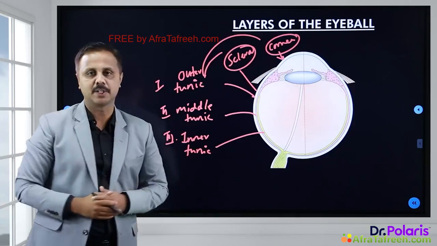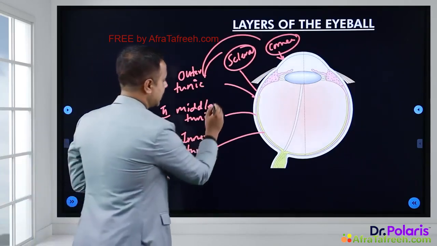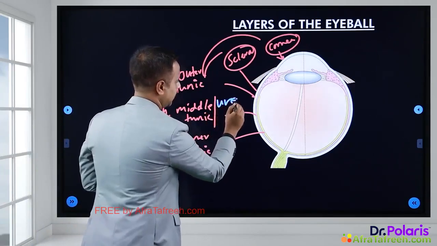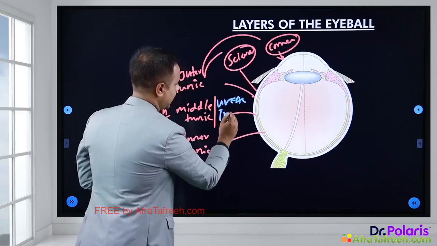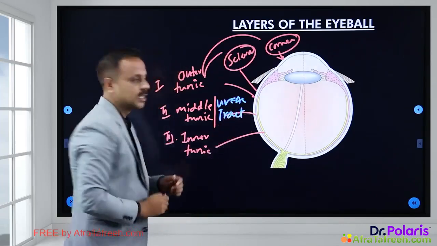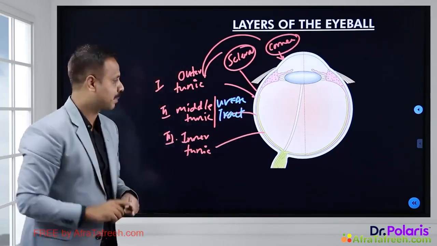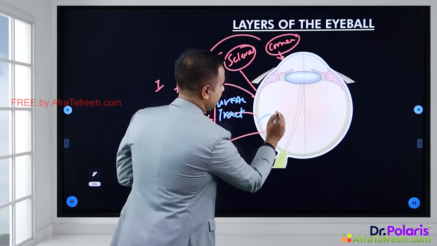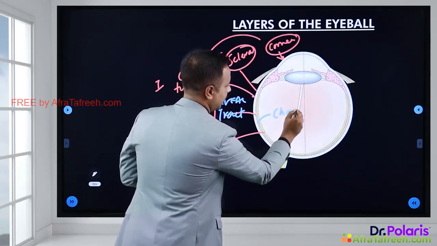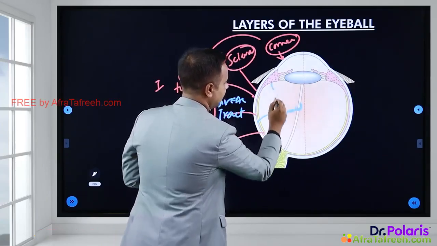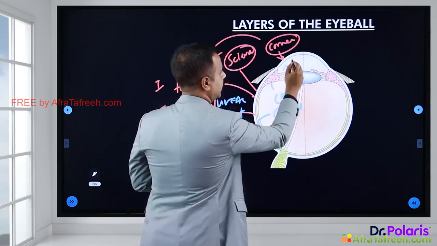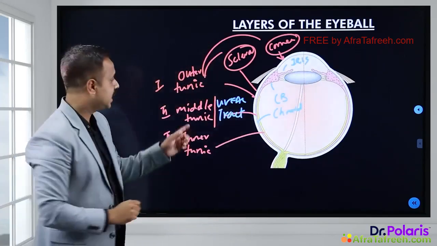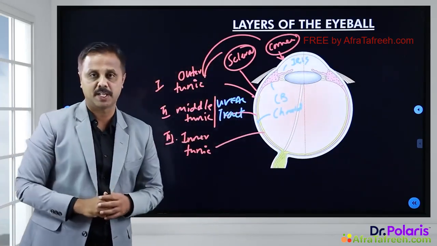Then comes the middle tunic. The middle tunic is also commonly referred to as the uveal tract. It consists of three parts. What are they? This is known as the choroid. Here we have the ciliary body and this is the iris. Right? These are the three parts of the middle tunic.